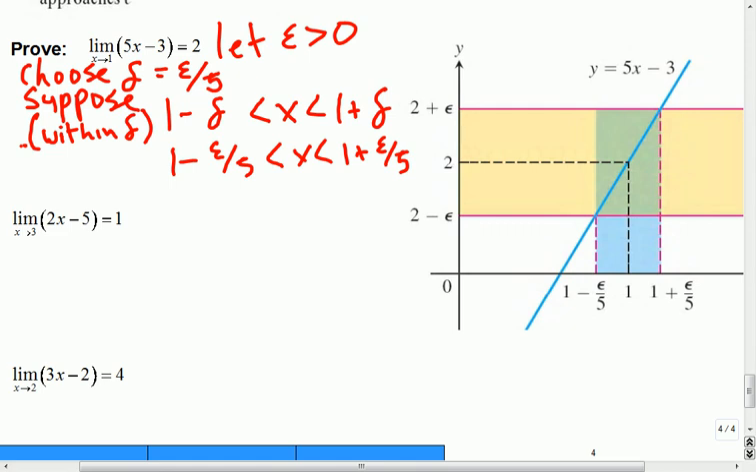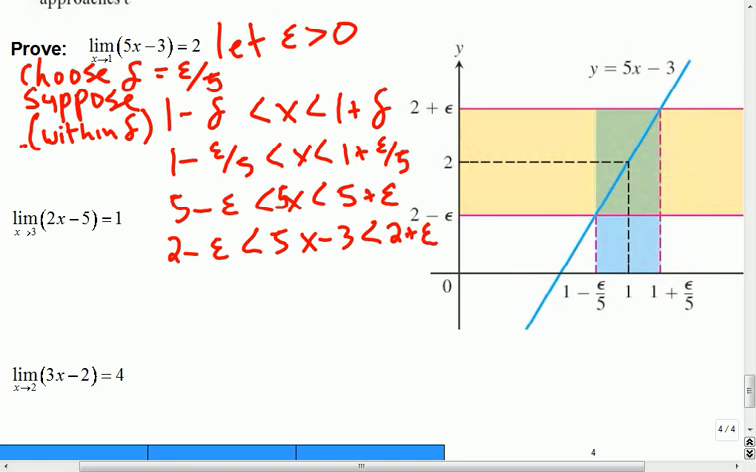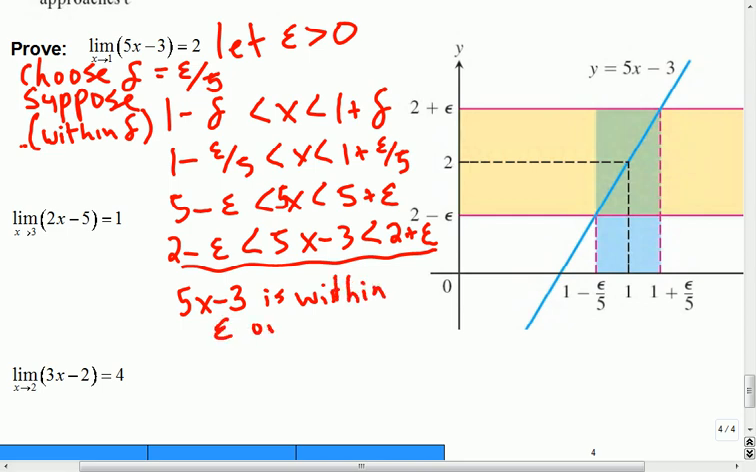So I'm going to multiply everybody by 5. Okay, and then finally, I'm going to subtract 3 from everybody. Oops, sorry, I forgot that. So I'm going to have 2 minus epsilon is less than 5x minus 3 is less than 2 plus epsilon. So what this says is that as long as you're within that number I give you, you will end up here, which is within epsilon of 2. Okay? And I know that it's a weird process, especially the first time you see it. So we're going to try it for a couple others together just to see if we can figure out how to do these epsilon delta proofs. Okay? So what it's saying here in this last step is 5x minus 3 is within epsilon of 2.